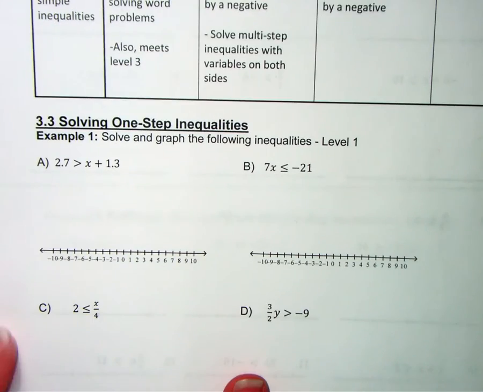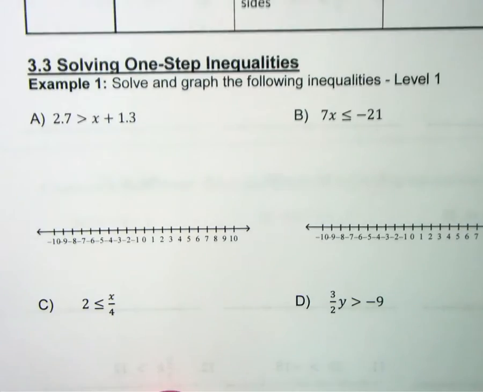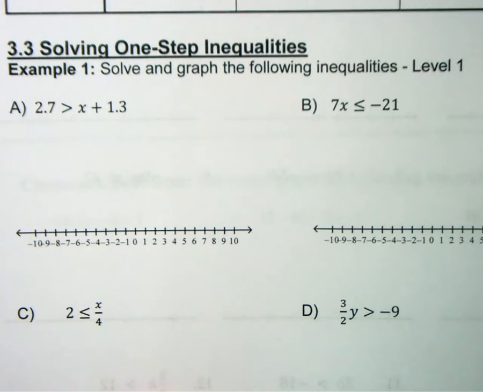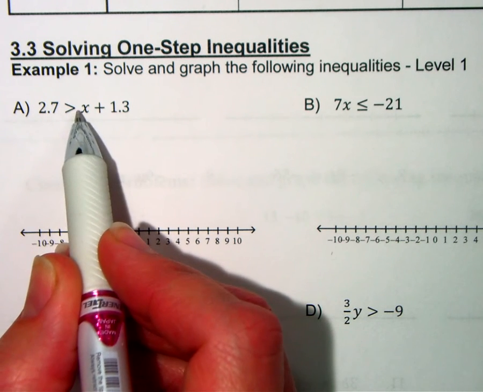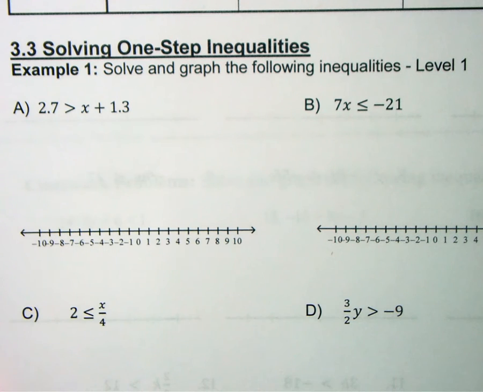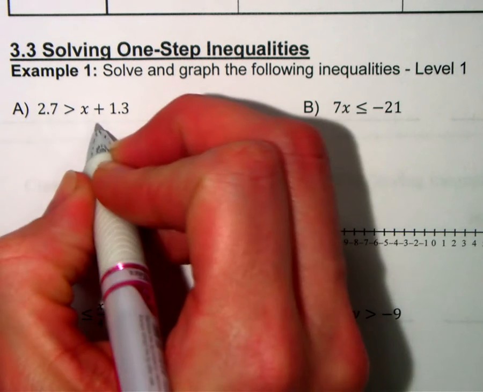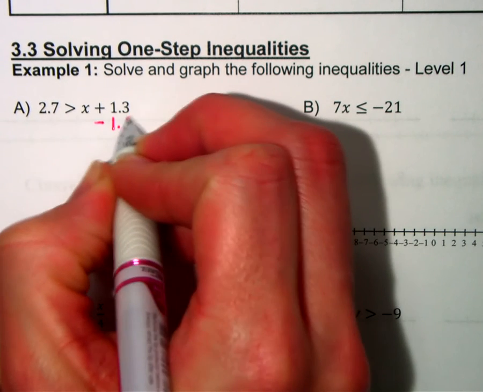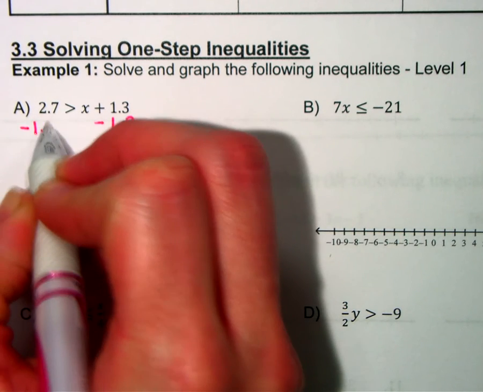We're going to pretend, zoom in a little bit here, that this first inequality actually has an equal sign. If this had an equal sign in it and we were just solving it like normal, how would I get rid of this positive 1.3? The opposite of plus 1.3 is going to be minus 1.3. So I'm going to do that to both sides.